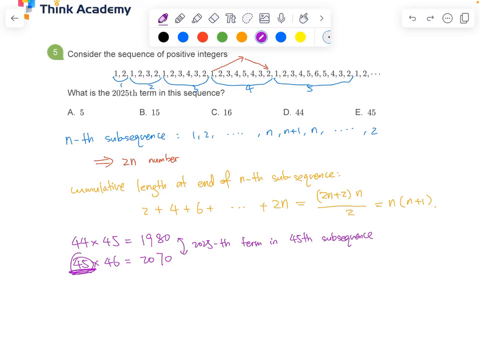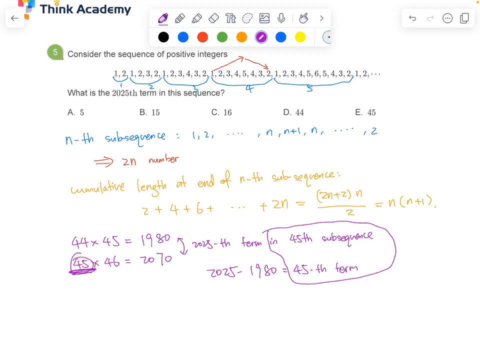So what is the order of this 2025th term in the 45th subsequence? I can see that it will just be 2025 minus 1980, which is 45. So it would actually be the 45th term, okay? The 45th term in the 45th subsequence.